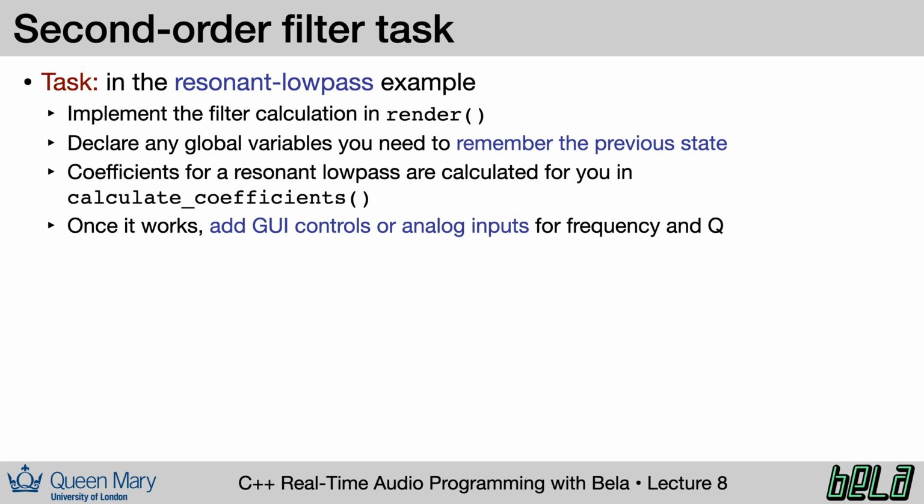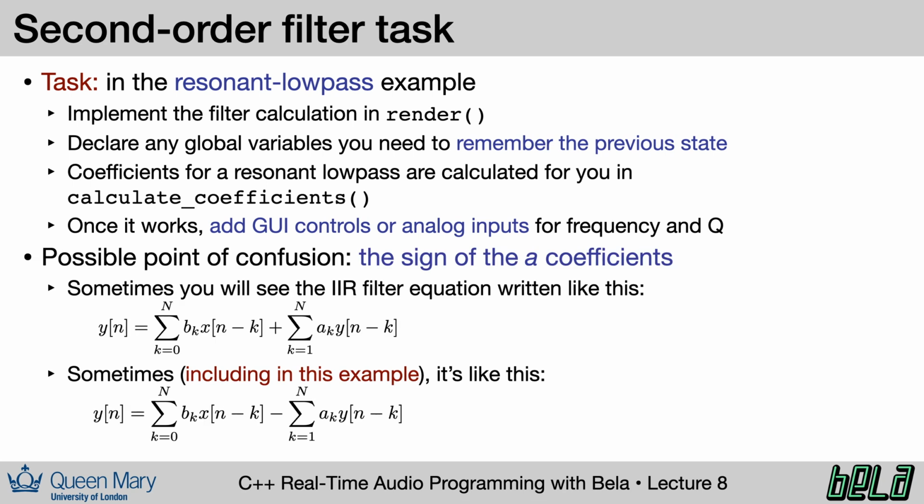You'll need to declare the global variables that you need to remember the previous state, and you'll need to manage them inside of your for loop in render. Once you've got it working with the default set of coefficients, then I suggest that you add the ability to control the frequency and the Q. By calling calculate coefficients inside of render, you can update the coefficients which will then be used in your code. You could use either the GUI controls or the analog inputs to do this, following what we've seen in previous lectures. I'll show you examples of both when we're done.